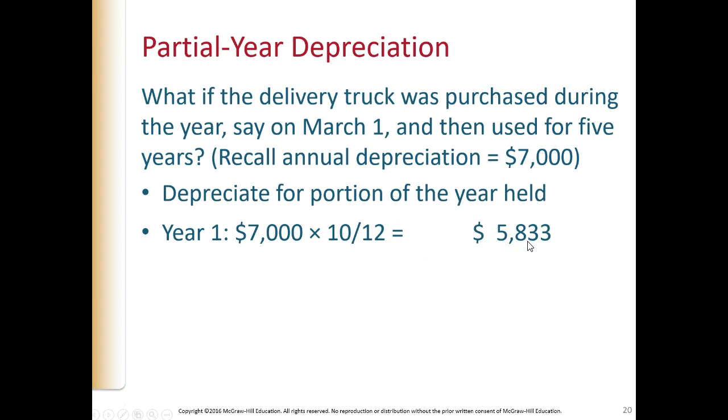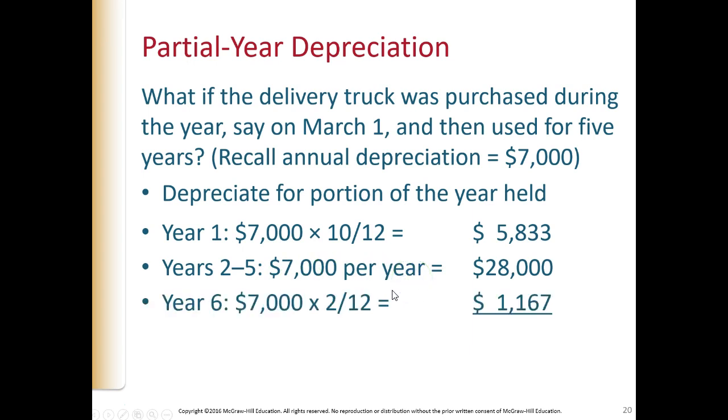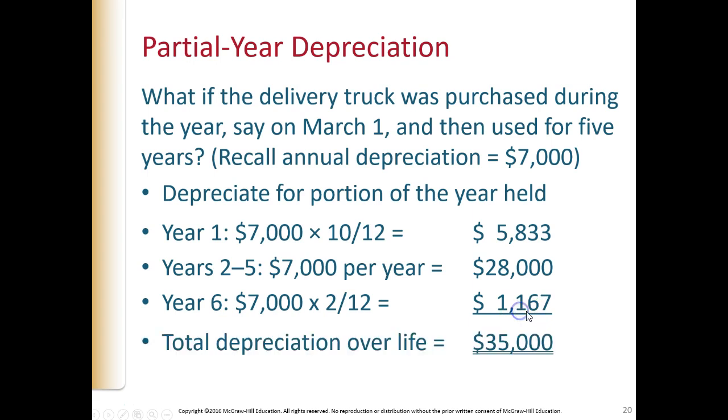$5,833 is the depreciation expense for the first year. Years 2 through 5, still $7,000 per year. But then we have a little bit of depreciation that spills over into year 6, 2 months over 12 times the 7. So $1,167 is depreciation expense in the 6th year, and so we still take a total of $35,000 depreciation expense. Now it's spread over 6 years because a partial year the first year, partial year the 6th year, but still a total of only $35,000 depreciation expense on this asset.